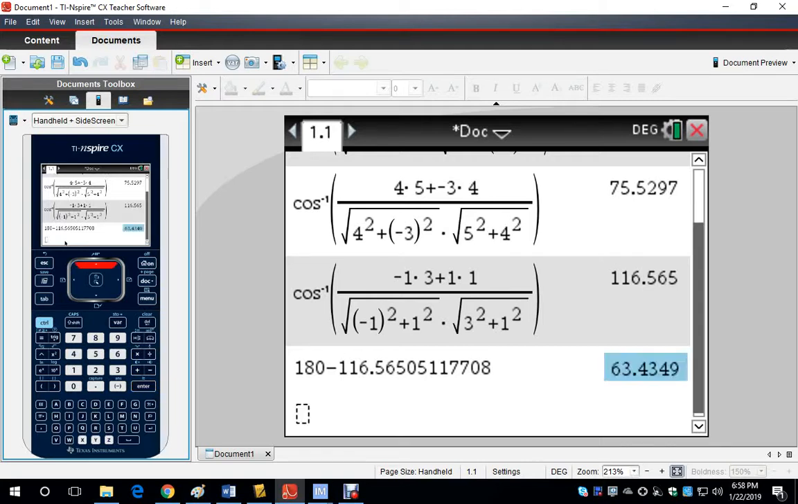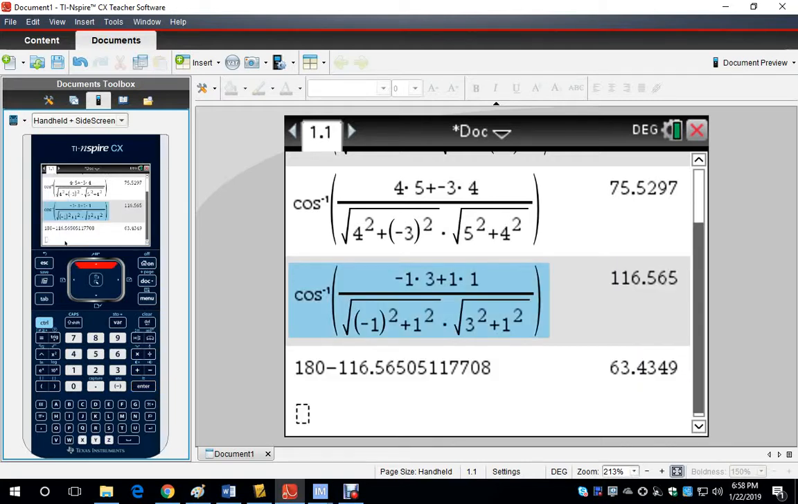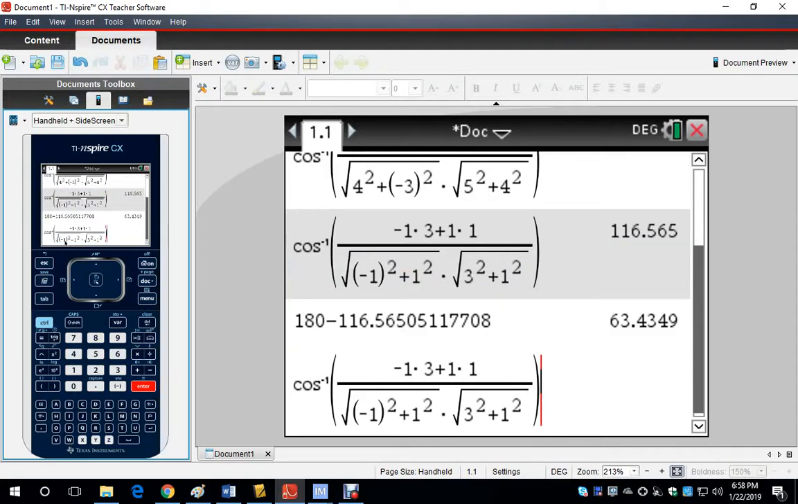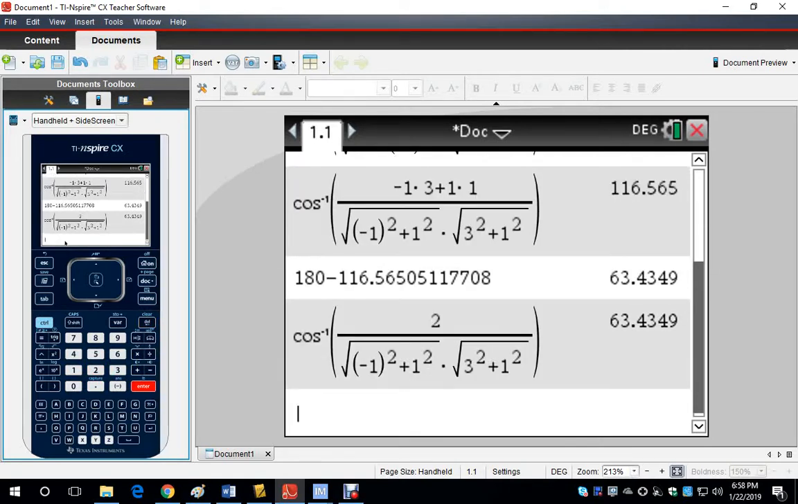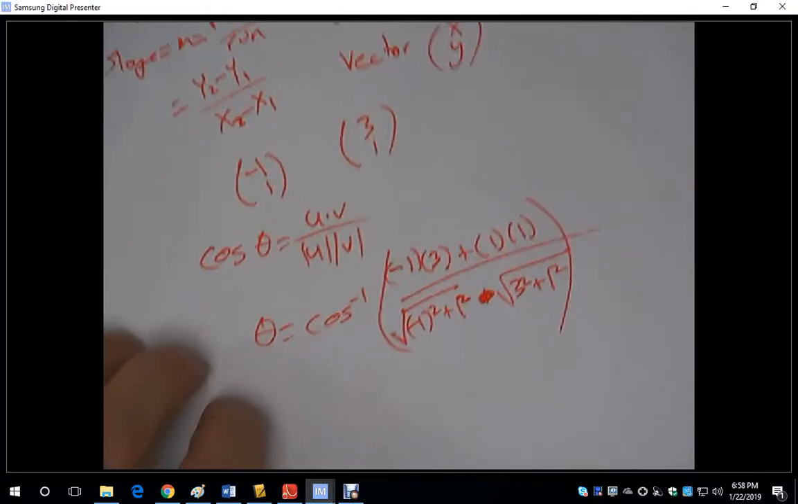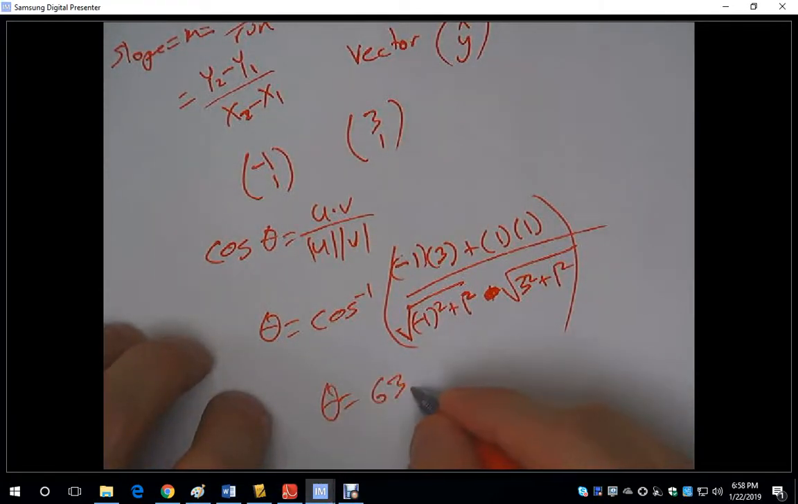Or we can make sure that our numerator is a positive number. So let's see, in our numerator we have negative 1 times 3, which is negative 3, plus 1 times 1, which is 1. So I have negative 3 plus 1, which is negative 2. So all this becomes negative 2. But negative 2 is negative, which means it's going to be obtuse. So I'm going to make it positive, so we'll just make this 2. And we get the same angle of 63.4. So we have theta equals 63.4 degrees.